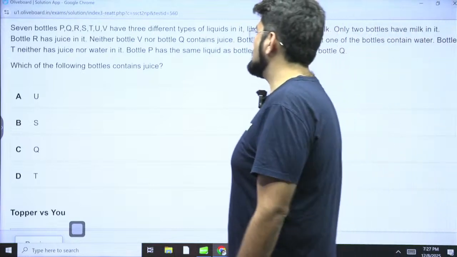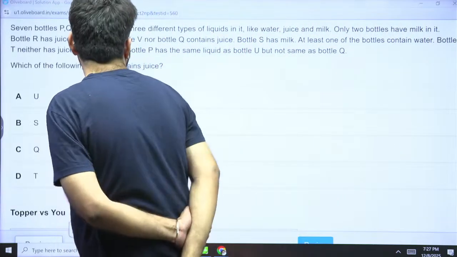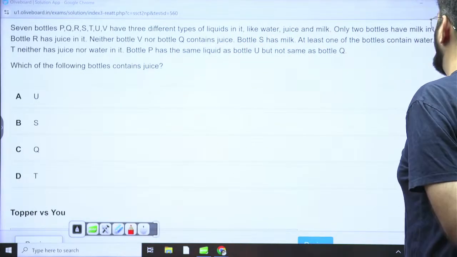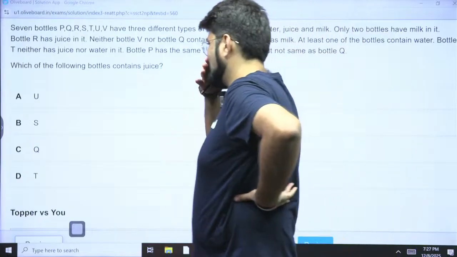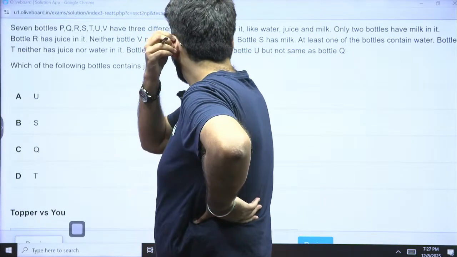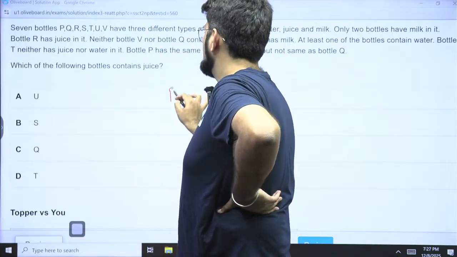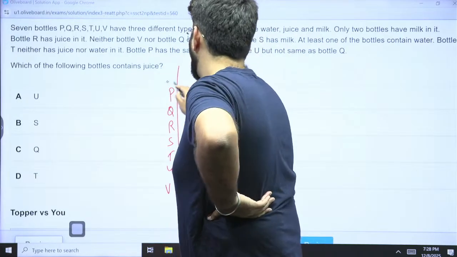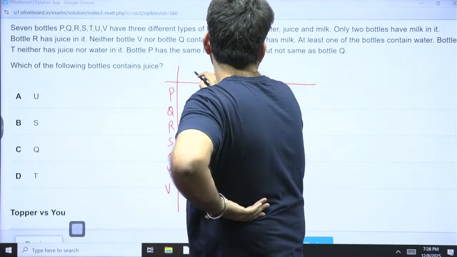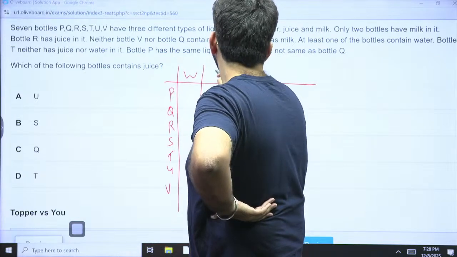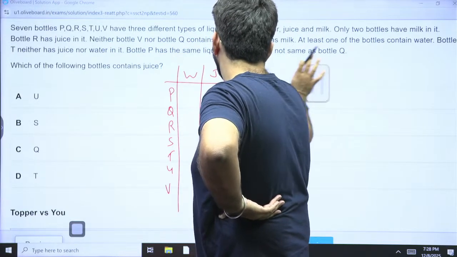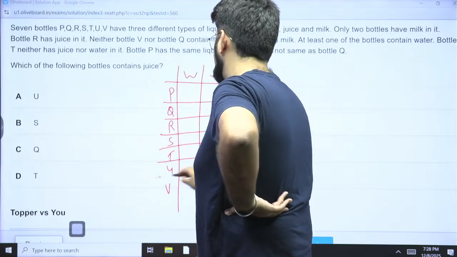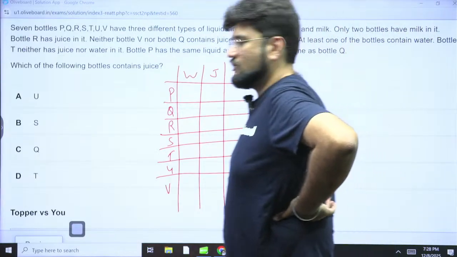Next. 7 bottles have 3 different types of liquids in it. Okay. Like water, juice and milk. Perfect. Only 2 bottles have milk in it. Bottle R has juice in it. All right. So what is the question? Which of the bottles contains juice? Right. We can fix the 7 bottles: P, Q, R, S, T, U, V. And we can have these 3 entities here, which are water, juice and milk. Obviously, each bottle is only going to have any one thing, right? So that is going to help us to quickly get our answers. So either we can do this or you can quickly eliminate from the options and get your answers, right?